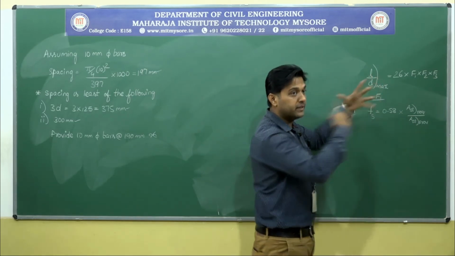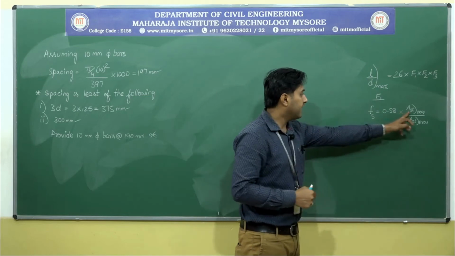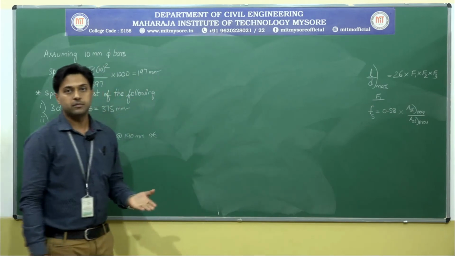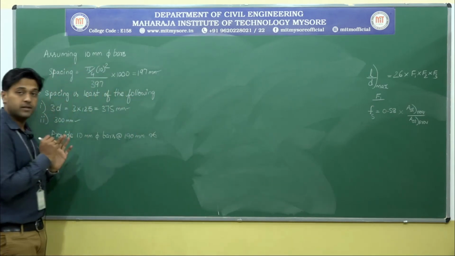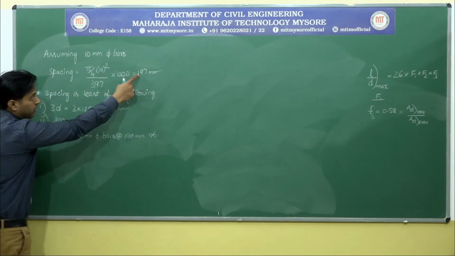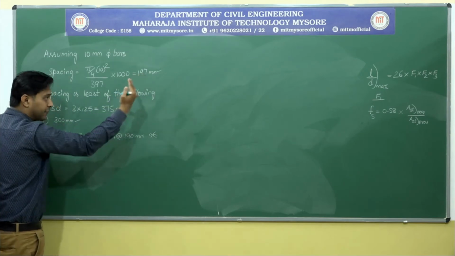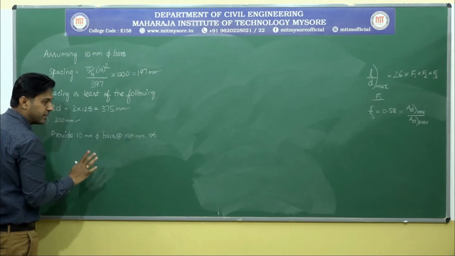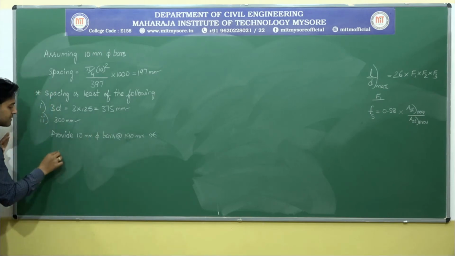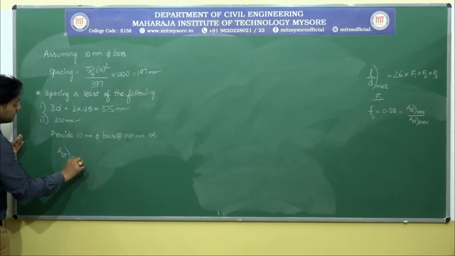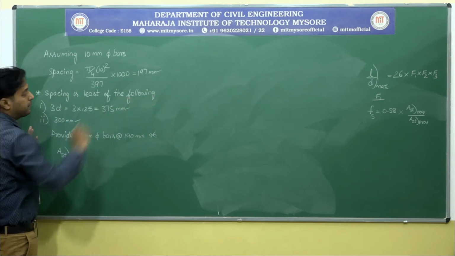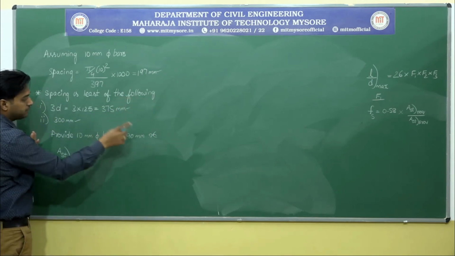Okay, so keeping this in mind, I want AST required also, I want the AST provided also. So even though I got it as 197, I have reduced it and taken it as 190 mm center to center. Let me calculate AST provided also. Where will this AST provided be used? While calculating F1.